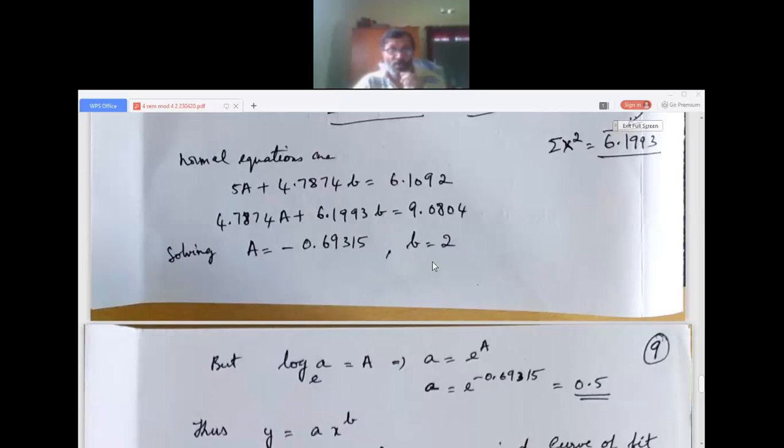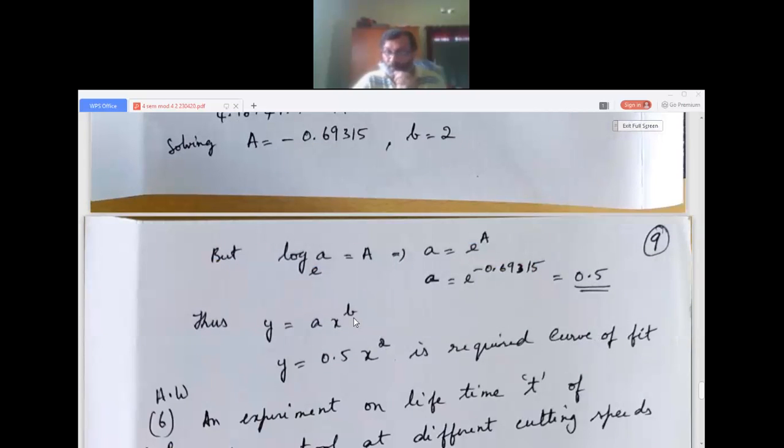Now you know a value, you know b value. Substitute in the given equations. You will get 0.5 into x squared. Clear? 0.5 into x squared is the required curve of it.